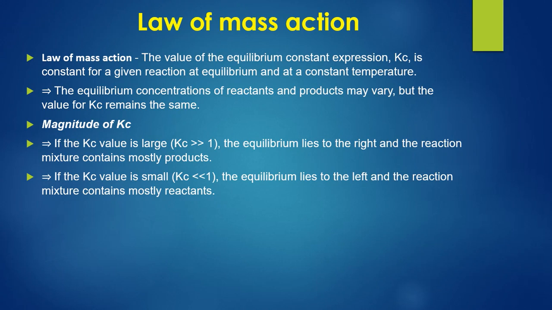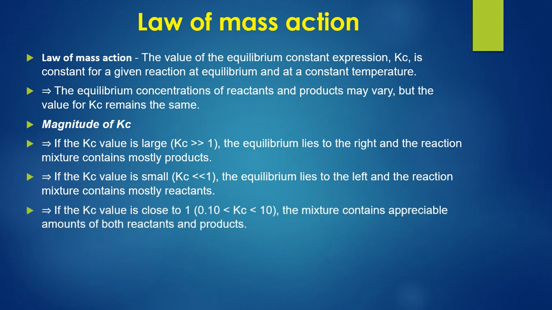When your equilibrium constant is less than 1, what does that mean? It means the equilibrium lies to the left, and the reaction mixture contains mostly reactants. It's containing mostly reactants when it's less than 1. And then if your Kc value is close to 1, meaning your equilibrium constant is between 0.1 and 10, the mixture contains appreciable amounts of both reactants and products.